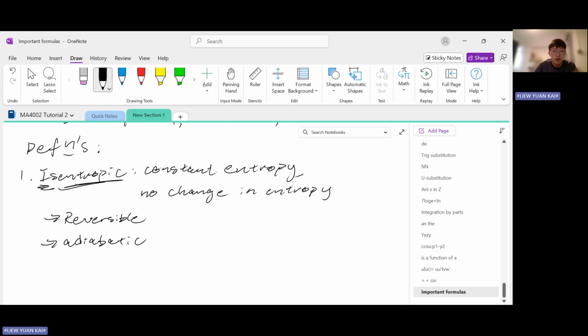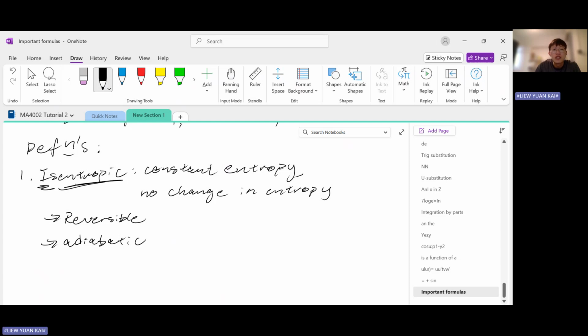So we have a process. If we describe it as isentropic, we have an isentropic process which leads a gas from state 1 to state 2. And since it's described as isentropic, the entropy at state 1 is equal to the entropy at state 2, because there's no entropy change. So that's what isentropic means.